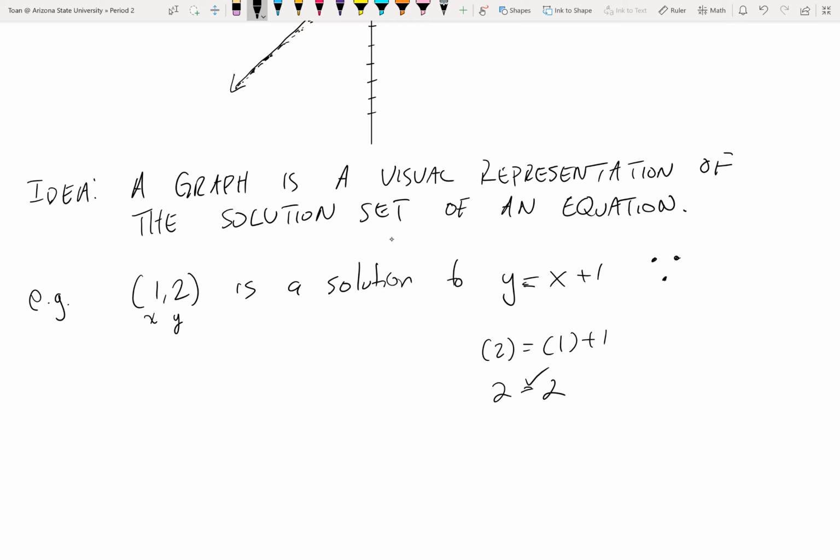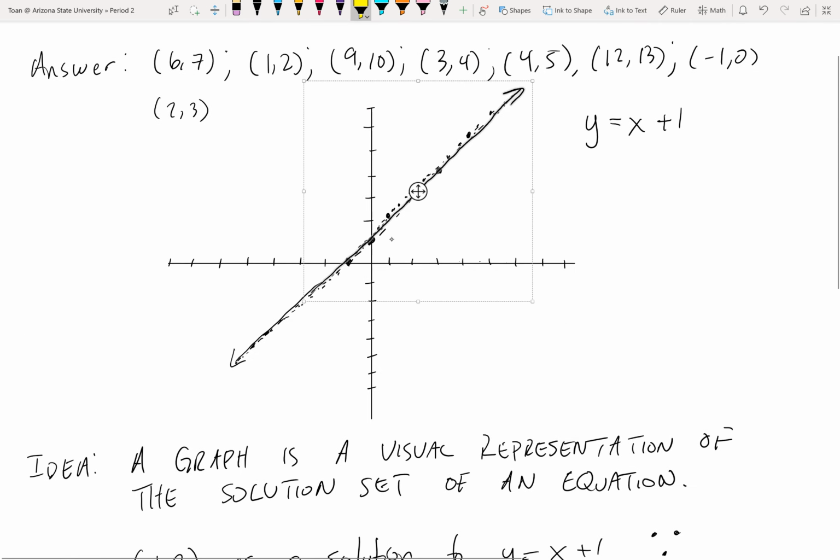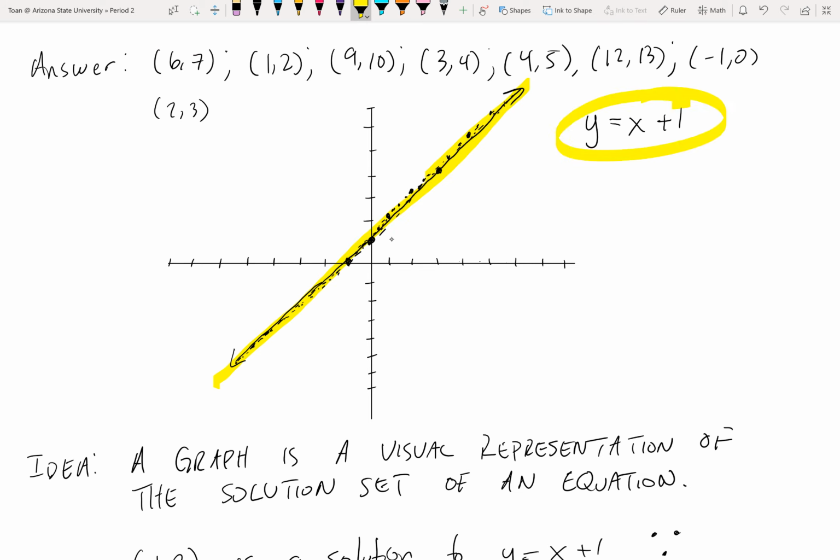So the moral of the story, if I give you one equation that has multiple variables, now this is Algebra 2, we're not going to go too crazy, so we'll stick with 2 variables. If I give you one equation with 2 variables and I ask you to solve it, one way to solve it is to graph it. Because, again, this line here is every single solution to that equation.